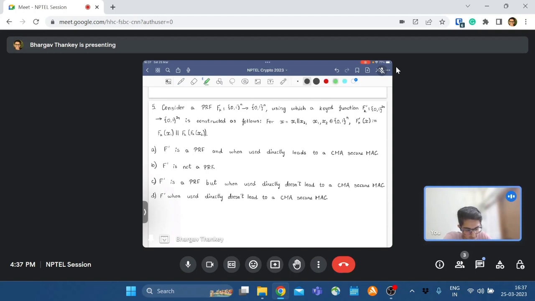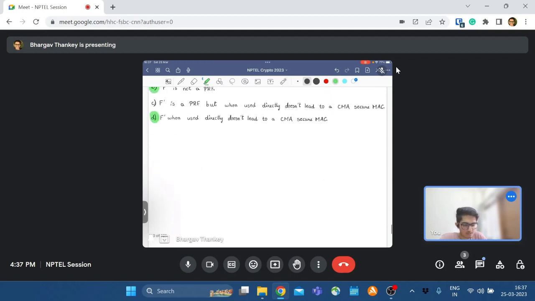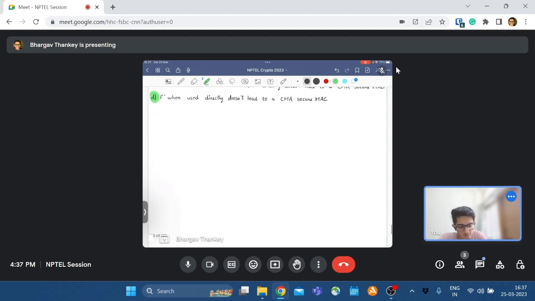Okay, so the correct options are B and D. And let's see why. So we want to show that f prime is not a secure PRF. What we're going to do is construct an efficient adversary that can distinguish between f prime and a random function. So we have a verifier and we have an adversary. The verifier at the very beginning picks a bit b from {0,1}.